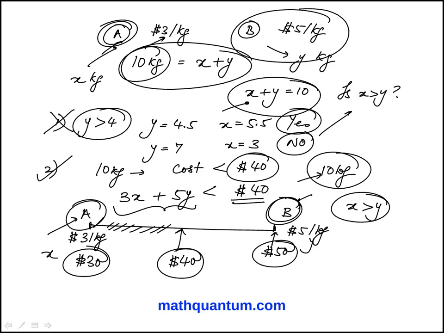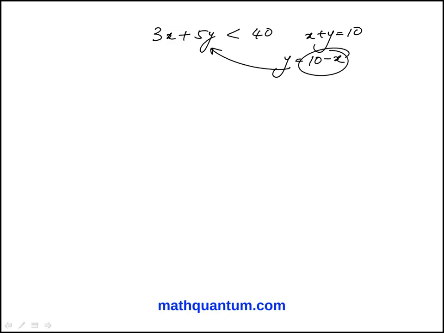The other is doing it algebraically. So we have this relationship, 3x plus 5y is less than 40. And we also know x plus y is 10. So I can express y in terms of x. Y is 10 minus x. And I'll replace that in this inequality and see what it says about x. So I have 3x plus 50 minus 5x.